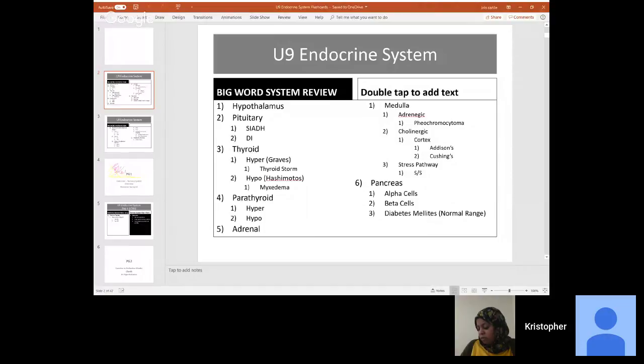Okay, moving along to the next page. Diabetes mellitus continued. Type 1 signs and symptoms. What is type 1 diabetes?